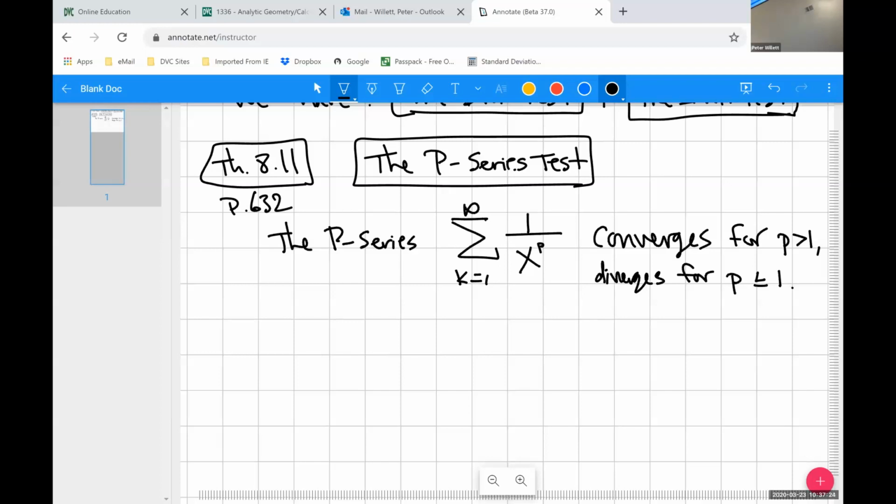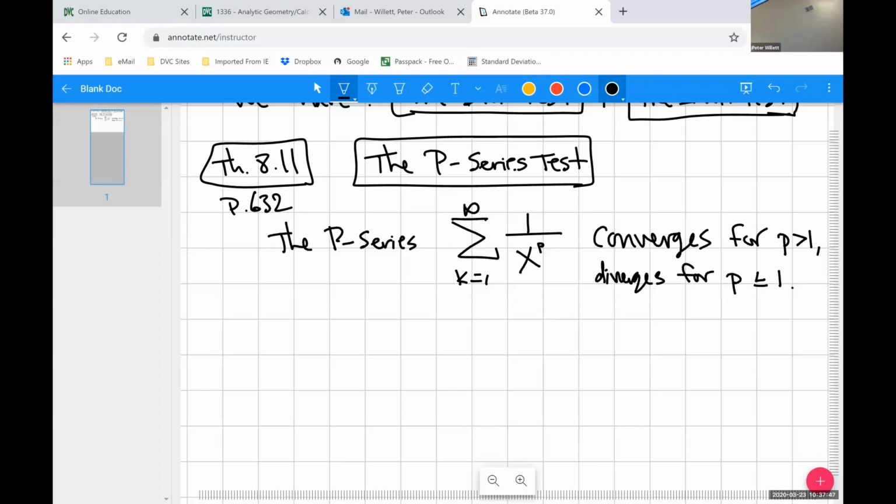So what we can see here is that the harmonic series is an example for this P-series test where p was equal to 1. And then if we have less than 1, it diverges. And if we have greater than 1, it converges. And the dividing line where p is equal to 1 is the harmonic series.